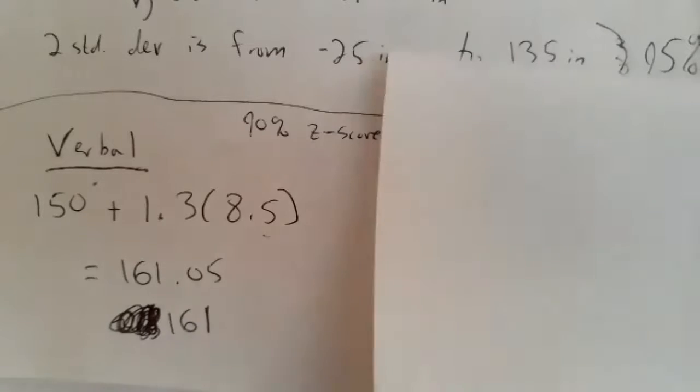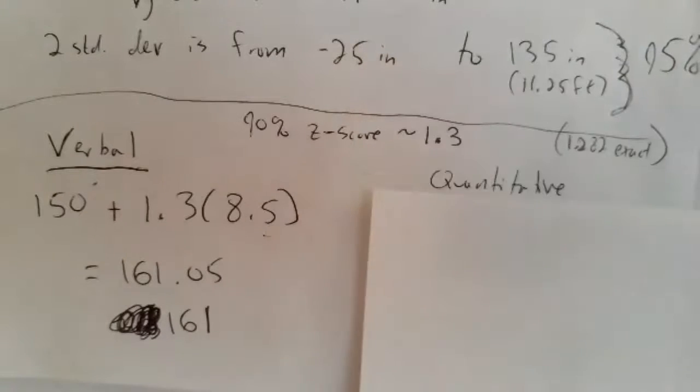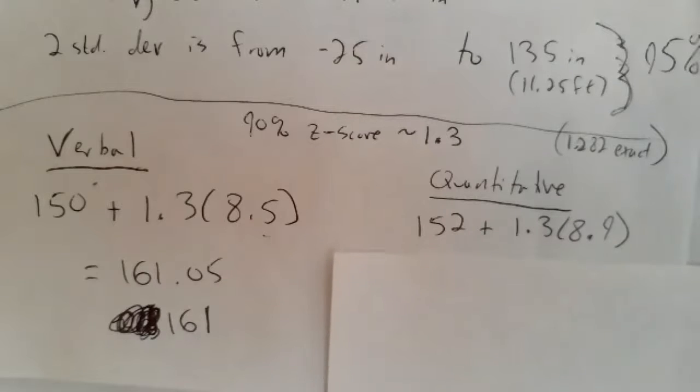I got 163.05. No, it should be a little bit higher than that. Did you do the 152 plus the 1.3 times? Did you change that one to 8.9? Oh no, I didn't change it. Okay, because I didn't realize. Yeah, it's different. They give you two different means and two different standard deviations.